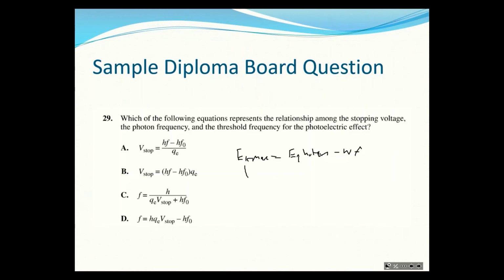It looks like we want this VQ there, and it looks like they're using hf for this and hf0. And they want to know if you know how to rearrange it properly. Well, if we're trying to solve for V stop, we just move the Q underneath. So hf minus hf0 divided by the charge of the electron. So yeah, they're just seeing, do you know how to rearrange an equation?